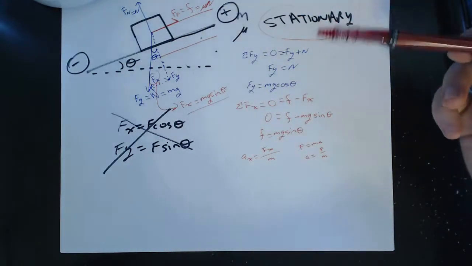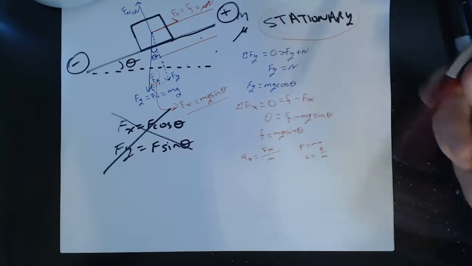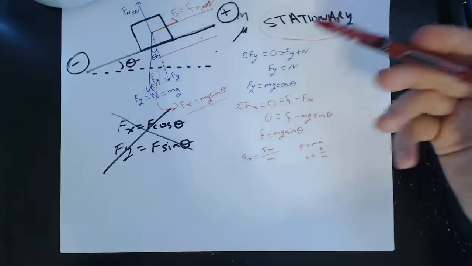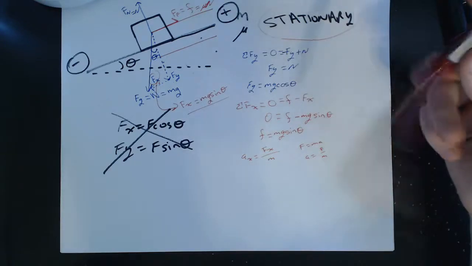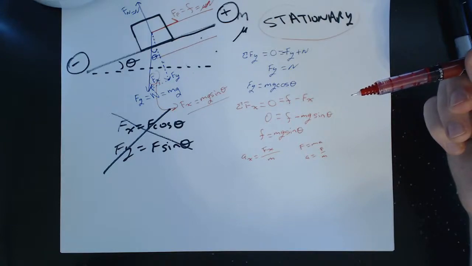And that's part of the reason why solving things algebraically can be a little more useful, because you don't need numbers to be able to solve the problem. You just need to be able to represent it in terms of variables, and then you can just plug things in afterwards. So hopefully that gives you a better understanding of free body diagrams going forward in physics.